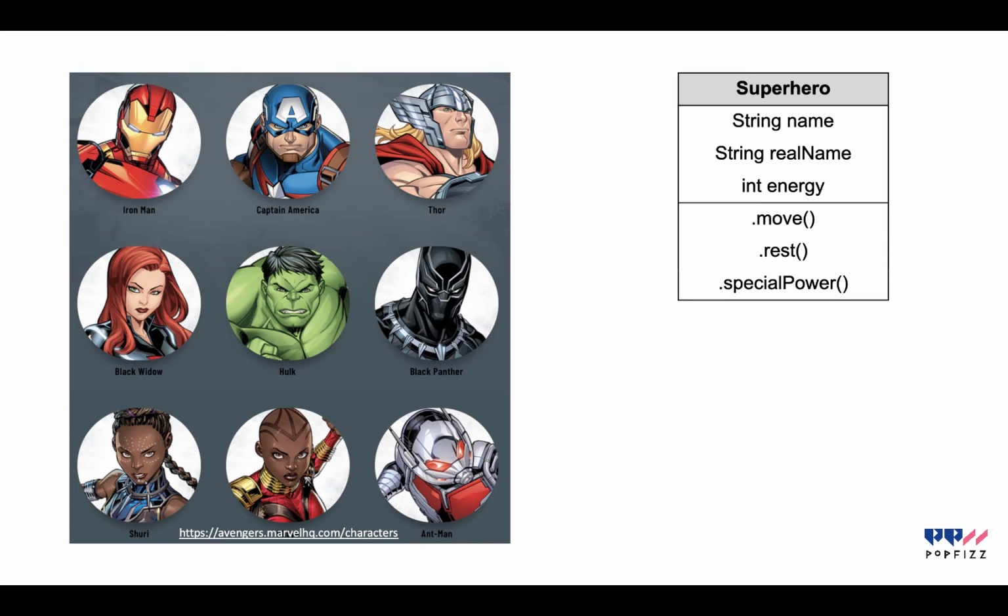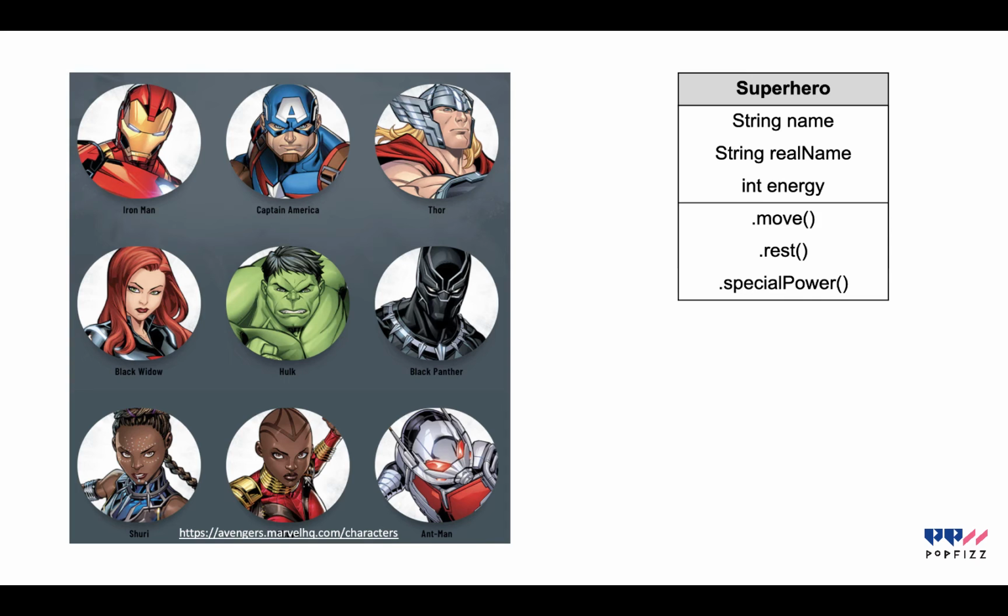Then they'll also need to be able to move, right? Some of them fly, some of them run, and rest, right? We need to restore that energy. And of course, they're able to use special power. Next, let's pick one of the characters and create a subclass. So you can pick from the Avengers characters or from a different universe. Doesn't matter. So what additional attributes and behaviors should this subclass have?